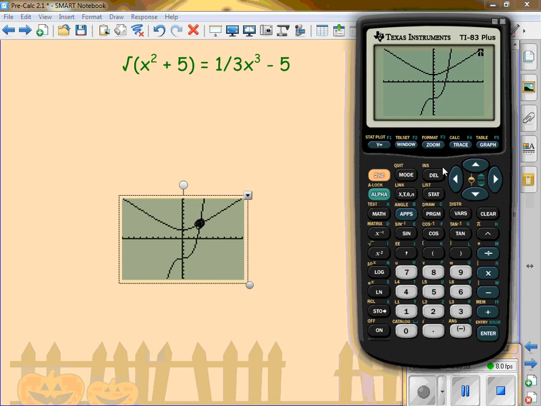So I hit second, trace, 5, flashing. That's my first curve. That's my second curve. My intersection is up here somewhere. X is about 2.968.